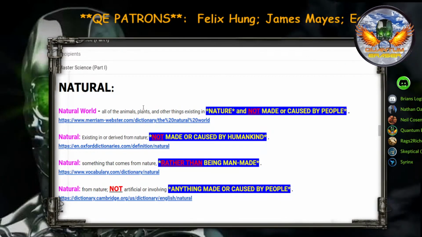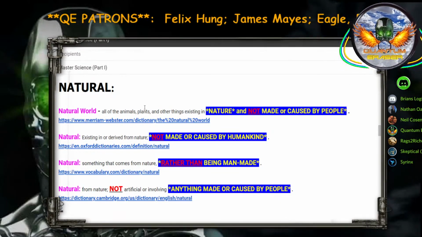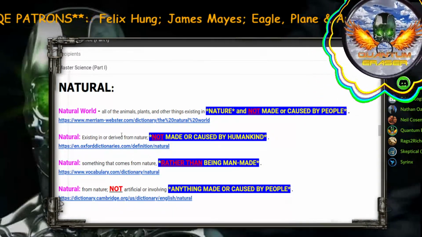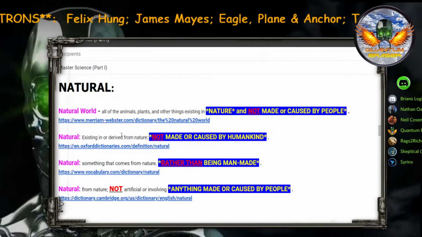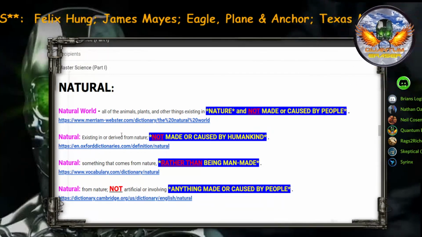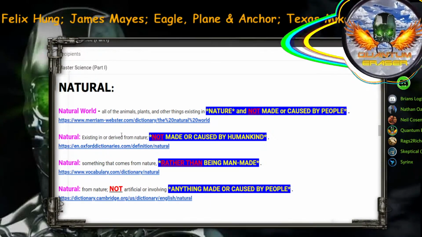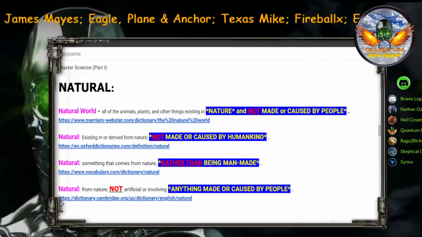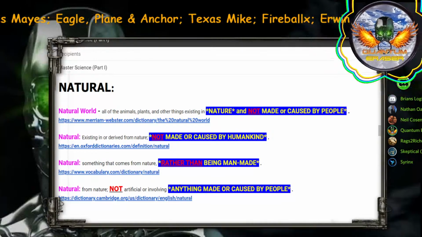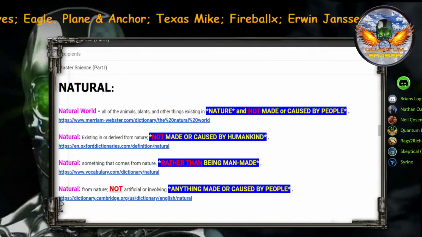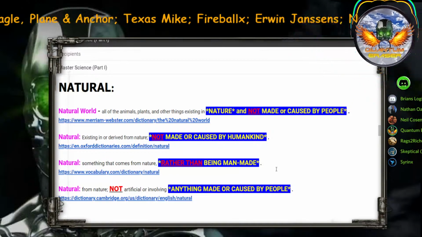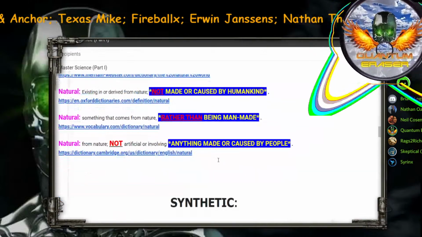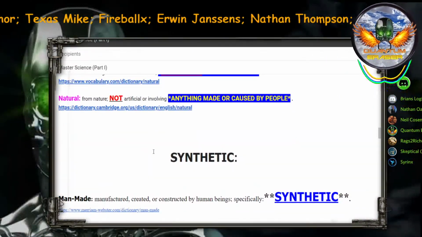Getting some echoes in here, right? Sounding the same? Wonder why. From vocabulary.com, natural: something that comes from nature rather than being man-made. From Cambridge, natural: from nature, not artificial or involving anything made or caused by people. That's what natural means, right? It's not going to mean its antithesis in any other semantic range. It can't mean the opposite of itself. Guess what the opposite is of natural?